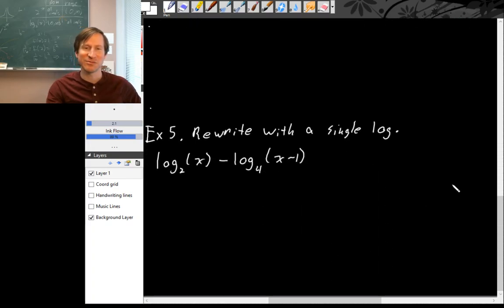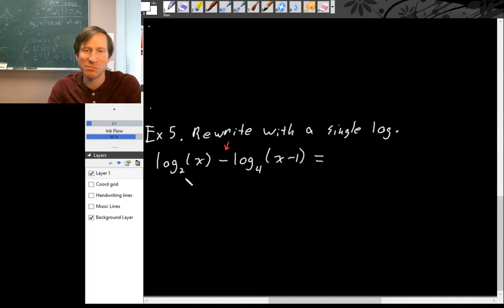So let's rewrite this with a single logarithm: log base 2 of x minus log base 4 of x minus 1. Now you might notice that the bases of these logarithms aren't the same. We would use the difference, the quotient to difference rule for logs because there's a difference here, but these bases aren't the same. And if you look at the quotient to difference rule for logarithms, the bases have to be the same. So before we can do anything else, we need to make these bases the same.